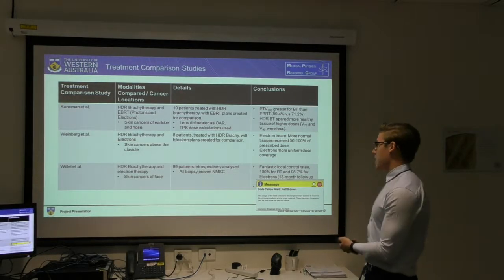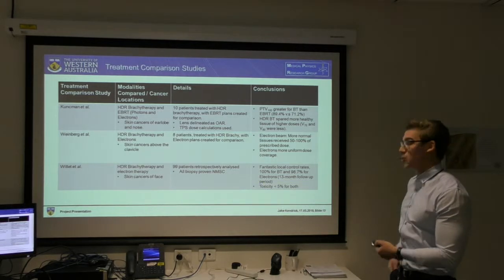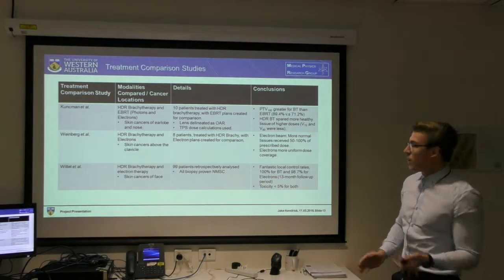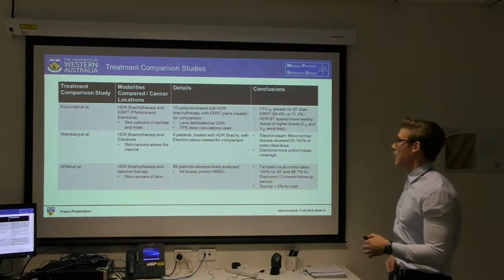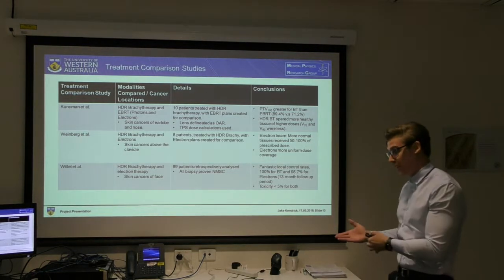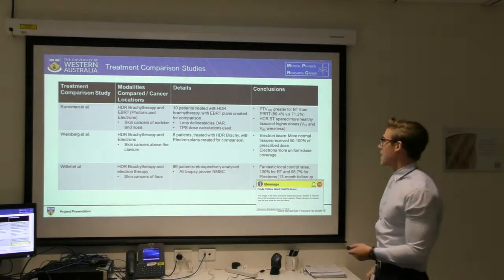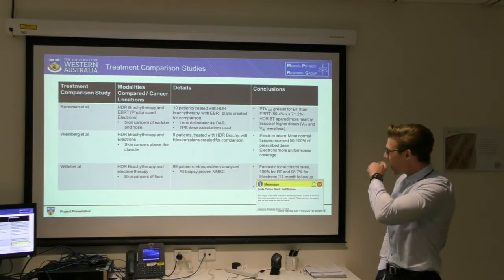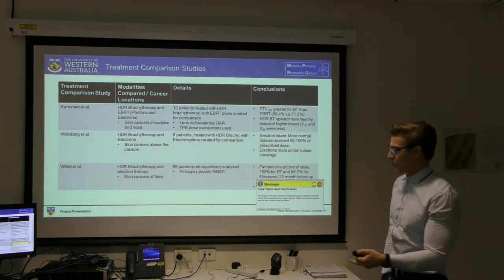So, are there any studies in the literature comparing these treatment methods to each other for skin cancers of the nose? The answer is there are a few, but none of them actually use any dosimetry to compare them. So none of them use gafchromic film, and they all use the treatment planning system dose calculations in order to compare the doses.